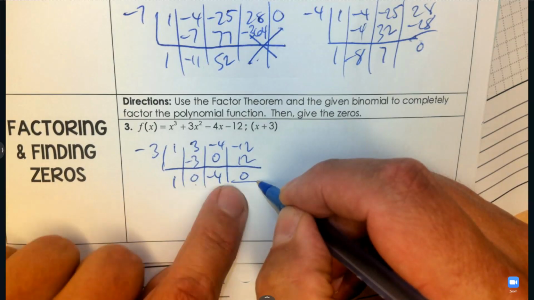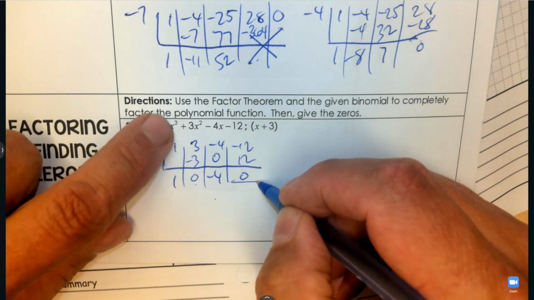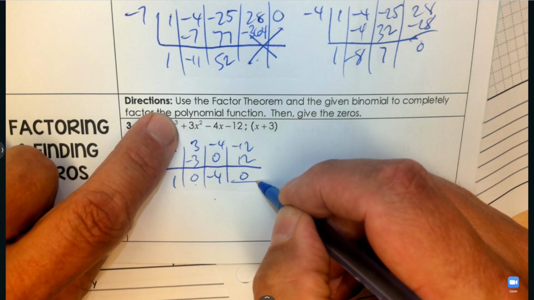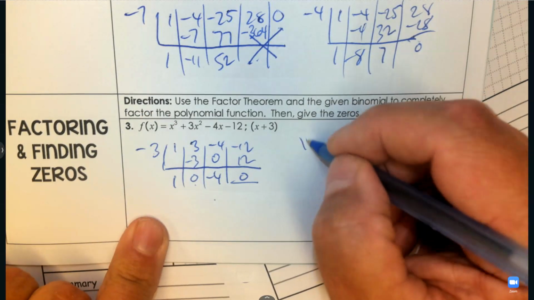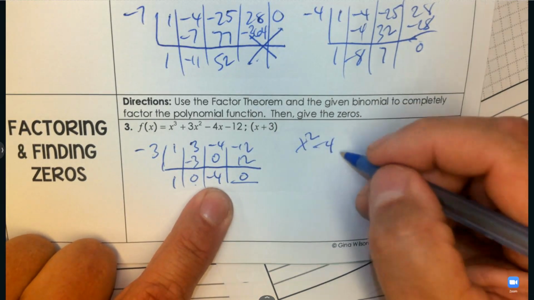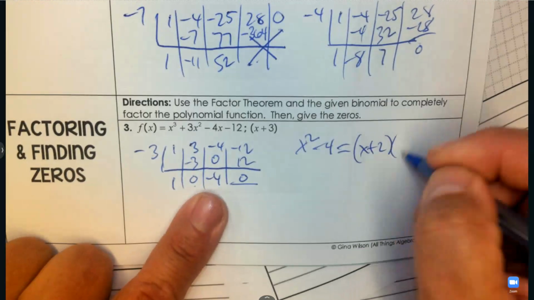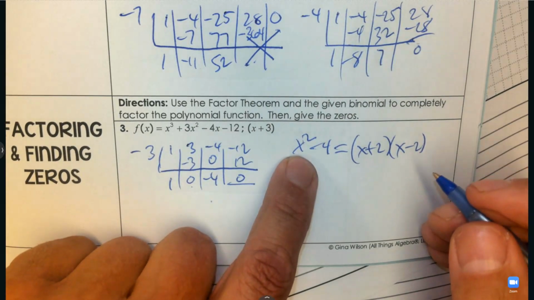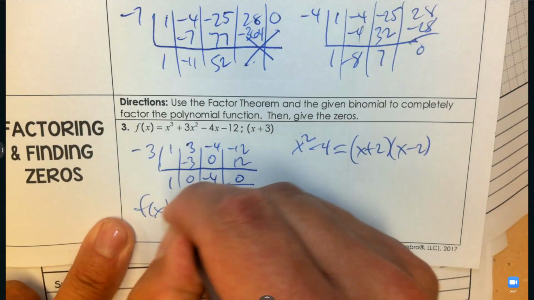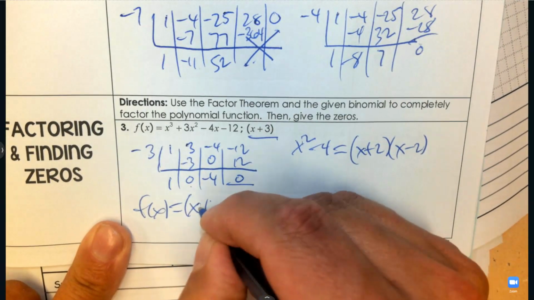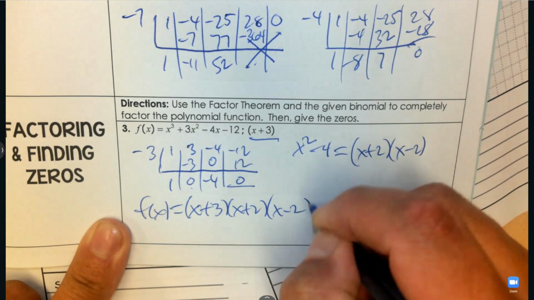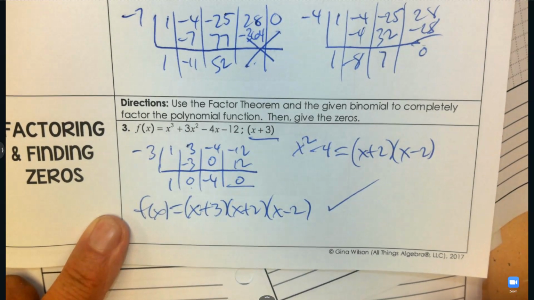Now, to see what's left, the dividend, what we started with, was x cubed. Our answer is 1 degree less, so it'll be x squared. So 1x squared, no x's, minus 4. And then if I factor this, it's called a difference of squares. So you square root x squared and square root 4. And then if we put it all together, we had the first factor, x plus 3, and then the two factors we found afterwards, and now it's completely factored. Turn the page.